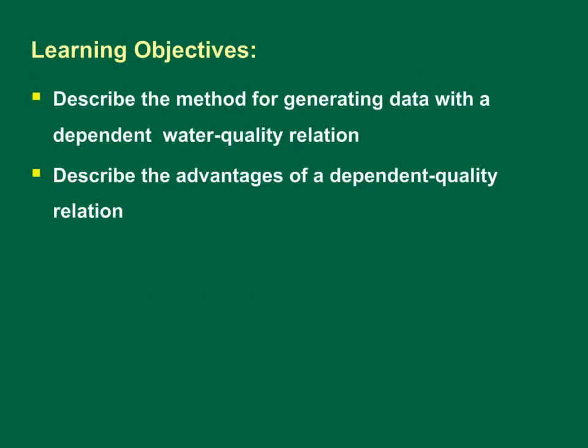This module has 2 learning objectives. We will learn to describe the method for generating data with a dependent water quality relation and describe the advantages of a dependent water quality relation.